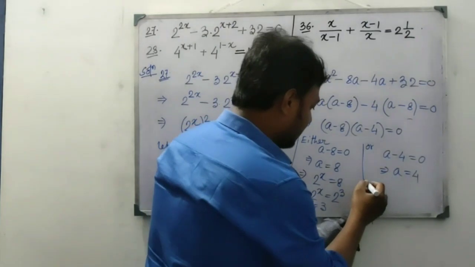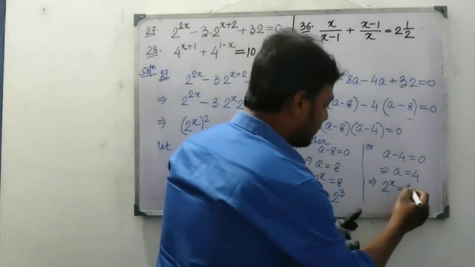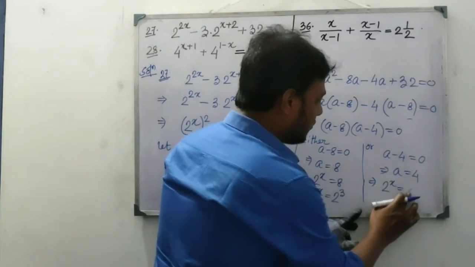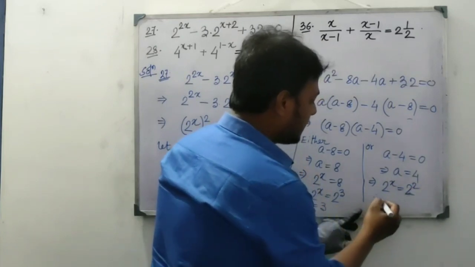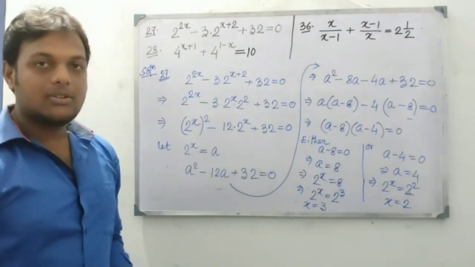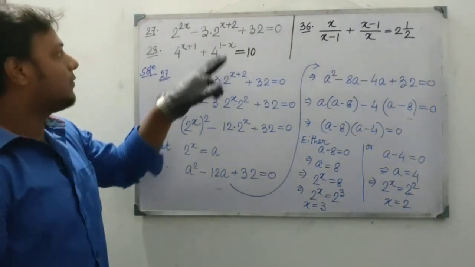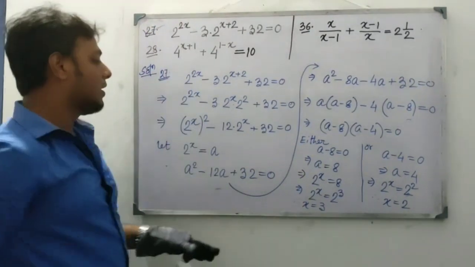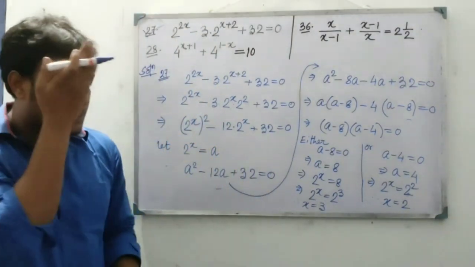Again, in the place of a you can write 4, and 4 can be written as 2 square. By the same rule, here x equals 2. So this completes the solution. Our target was to compute the value of x for which this equation is satisfied. So x equals 3 and x equals 2. This completes the solution. Understood?